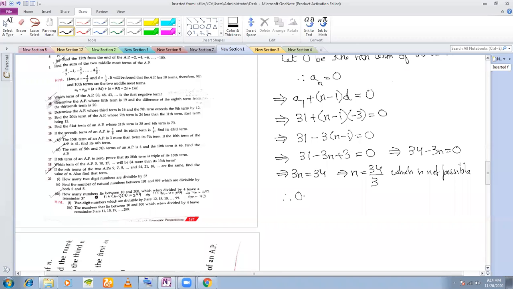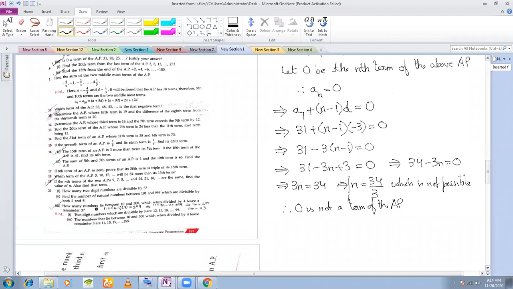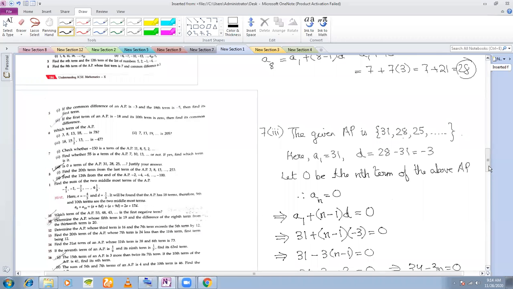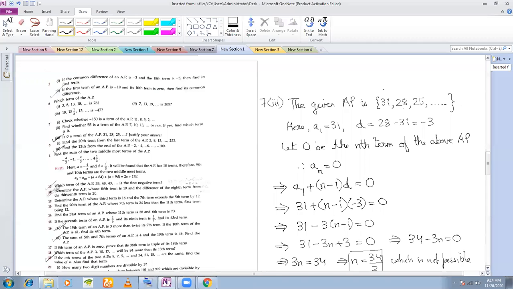Therefore, 0 is not a term of the AP. So 0 is not in the AP, because we are getting n as a fraction here. Why are we insisting on n being a positive integer? We are insisting on n being a positive integer because n is the subscript of a.